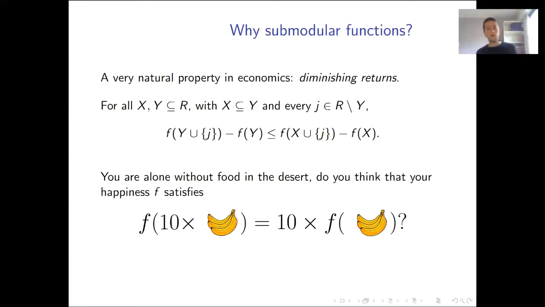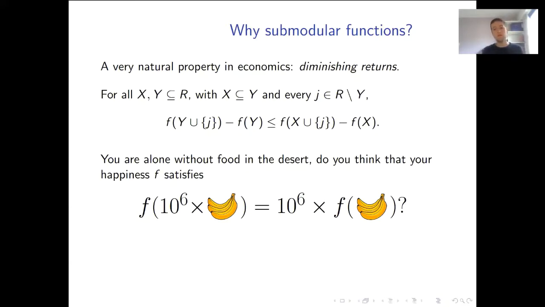A very simple example: imagine you're alone without food in the desert. If I give you 1 banana to eat, you'll be very happy because otherwise you would have problems. Maybe if I give you 10 bananas, you'll be 10 times as happy, because it's not an incredible number. But if I give you 1 million bananas, I wouldn't say you would be 1 million times as happy, because you would probably prefer much fewer bananas and maybe more water. And how are you going to carry them anyway?